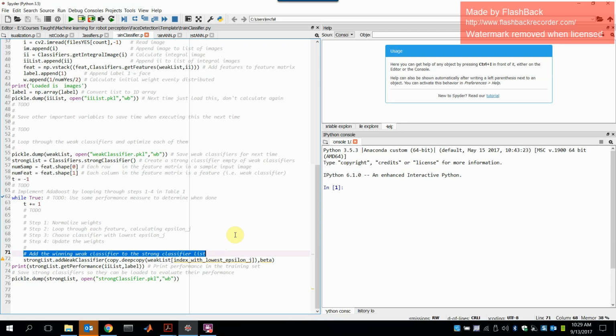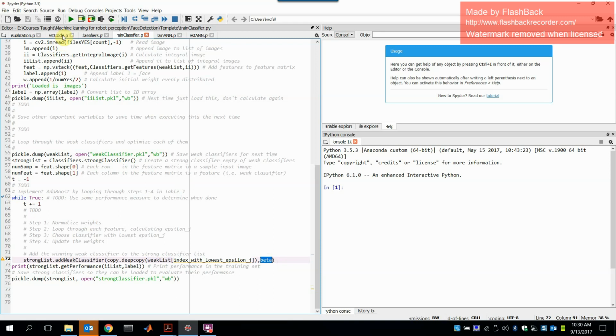Because remember, we have a weak list, all 180,000 of them, and now we have a strong list, which is a list of all of the weak classifiers that have been chosen, the chosen ones. And you'll notice that I pass to it whichever one wins and the beta value, because I need the beta value to be able to calculate the alpha value, and the alpha value is the weight, how much of a vote that one should get.